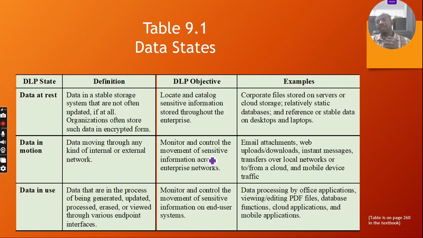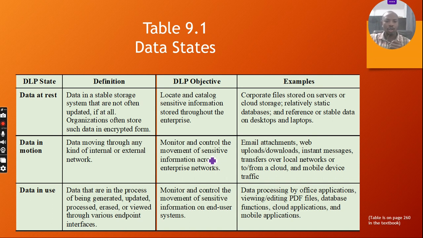The objective of data loss protection is to locate and catalog sensitive information stored throughout the enterprise in this regard. Good examples are corporate files stored on servers and or stored on cloud storage. Okay, these are good examples.